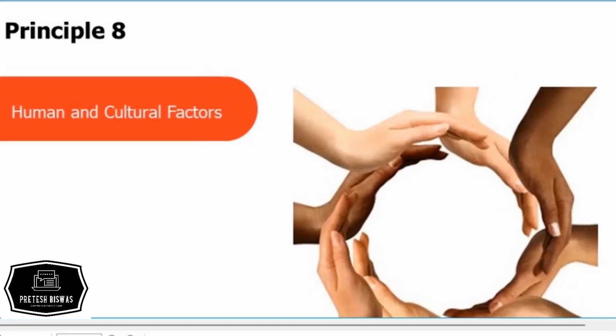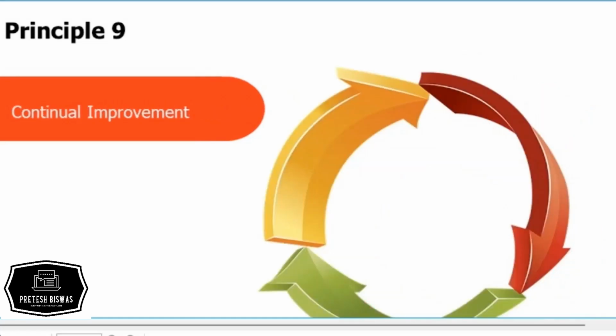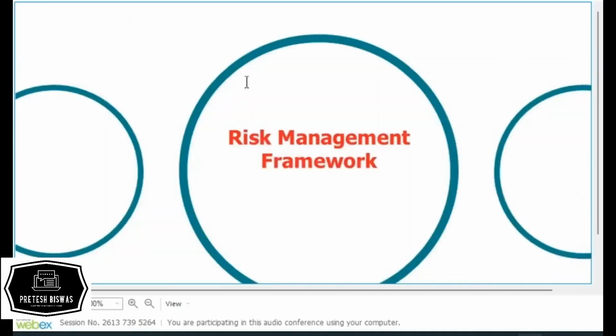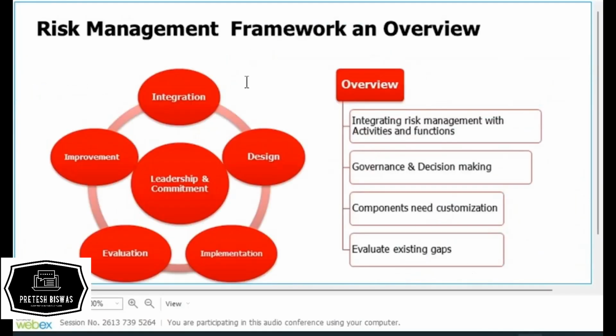Then human and cultural factors, as I've explained to you just now, and continued improvement. So there are actually 8 principles. The first one is the core to the principles. To the actual risk management framework.